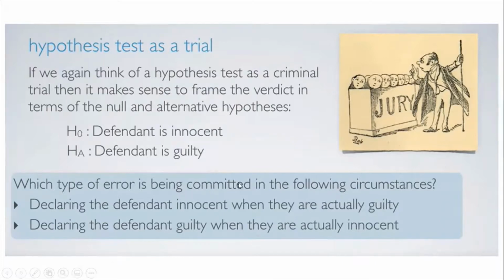So what type of error is being committed in the following circumstances? Declaring the defendant innocent when they are actually guilty. What kind of error will this be? Type 1? Actually, this will be type 2. I understand that it is a bit confusing, but bear with me. This is actually type 2.